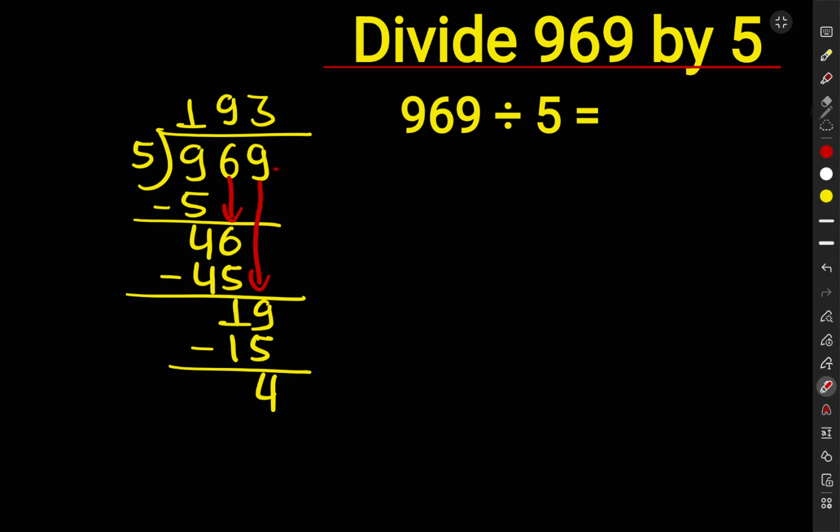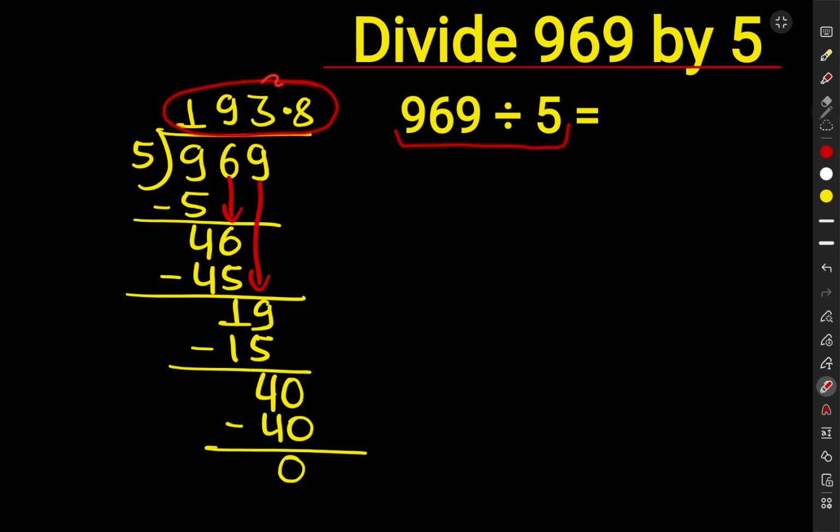So now we have no other number to put down. So we put a decimal here so that we can put 0. So it is 40 and 5 times 8 is 40. On subtracting we get 0. So 969 divided by 5 is 193.8.